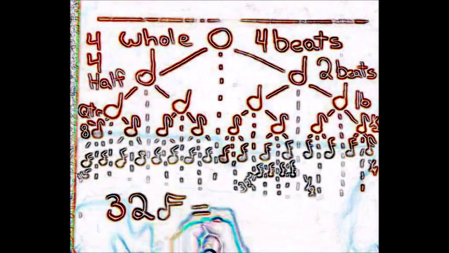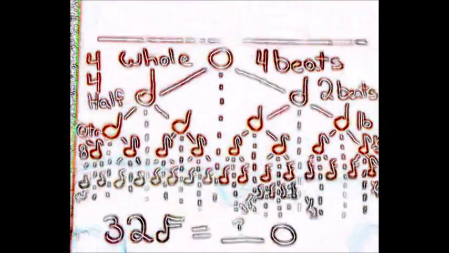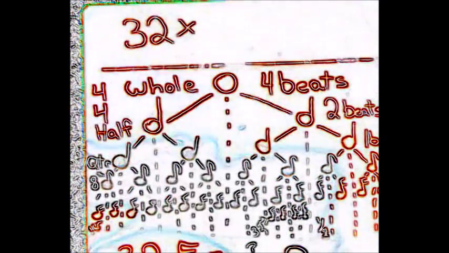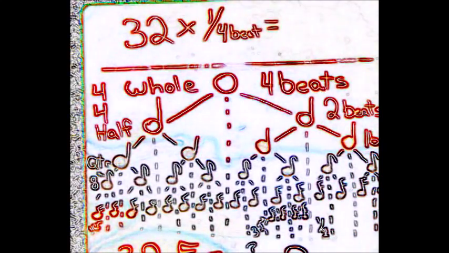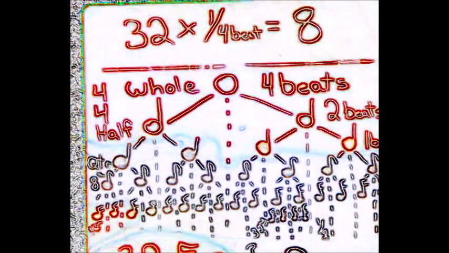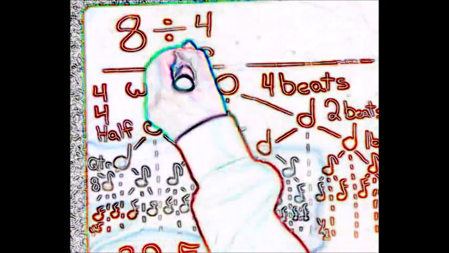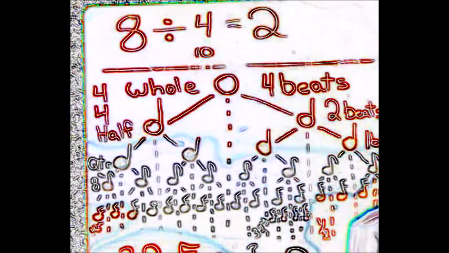Now let's use our brains for this one. We have 32 16th notes. How many whole notes will we have? We have 32 16th notes times each 16th note is worth a quarter of a beat. We will have 8 beats. We are looking for whole notes. If we have 8 beats divided by 1 whole note worth 4 beats, it will give us 2 whole notes. Let's check that on the tree.